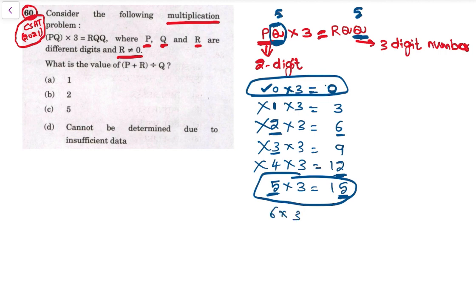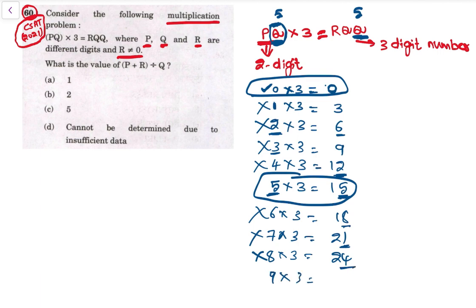Then 6 into 3 is 18, so it is not 6. Then 7 into 3 is 21, so we are not getting 7, so 7 is not the value of Q. And 8 into 3 is 24, so this is not 8. Then 9 into 3 is 27, so it cannot be 9. So the possible values of Q are 5 and 0. Then we need to get PQ such that PQ into 3 is RQQ.